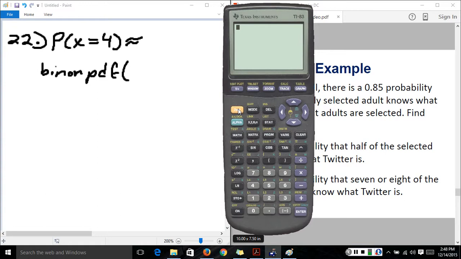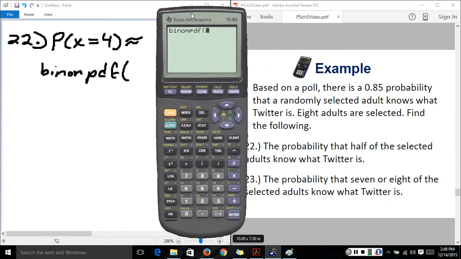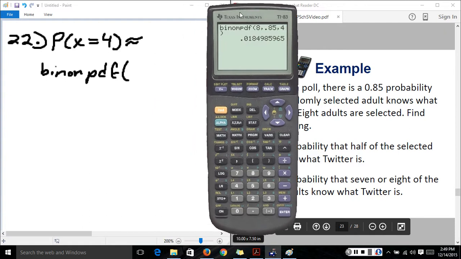So on my calculator, I go to second bars, that leads to the distribution menu, and scroll down to binom PDF. Once I reach that, my syntax is the number of trials first. Well, in this scenario, I have 8 adults selected, that's 8 trials. Comma, probability of success is 0.85, that's the probability that one of these adults know what Twitter is. Comma, and the last number is my number of successes, that would be 4 per the problem. I find my answer, and there it is.